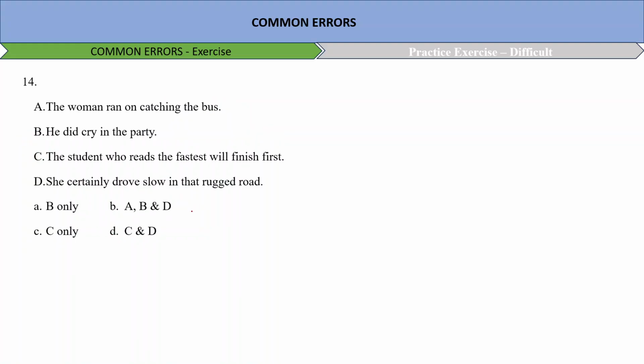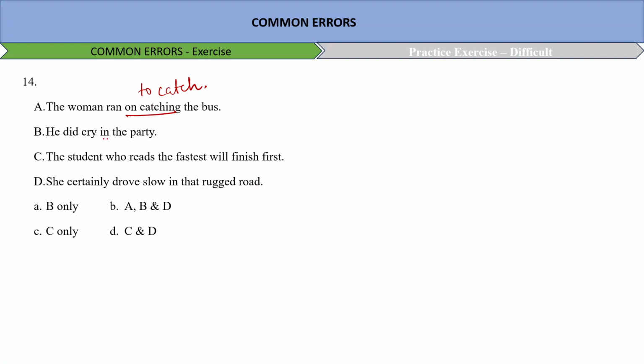The woman ran on catching the bus. The woman ran to catch the bus. See, very simple yet very important errors. These are very common, but it is very, very important to figure this out.